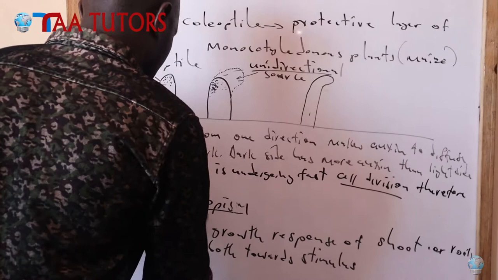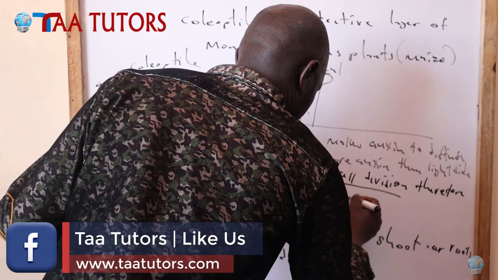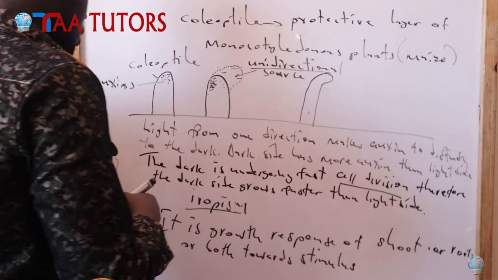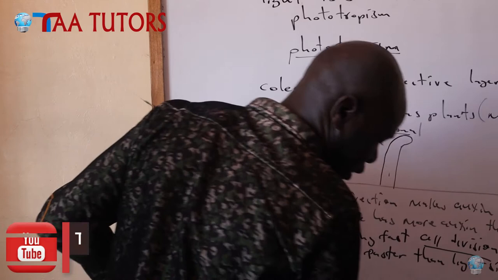The dark side grows faster than the light side. And that is what is causing the plant to bend towards the direction of light. So that is how this particular response can be illustrated. So that is one thing that we can really understand.